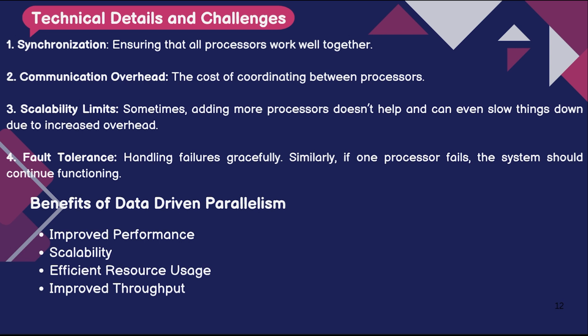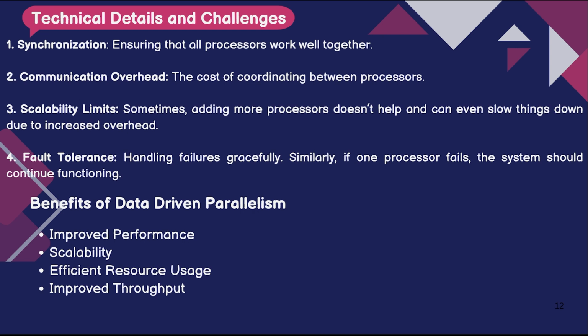These are some things which we need to take care of when using data driven parallelism. The first one is synchronization. There should be some synchronization between the processors such that there is no data loss in the entire work. In simple terms, all processors should work together at the same time. The second one is communication overhead. This represents the cost of coordinating between processes. In operating systems, this is also known as inter-process communication.